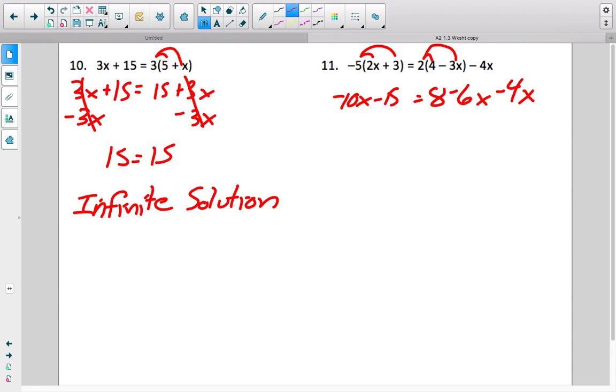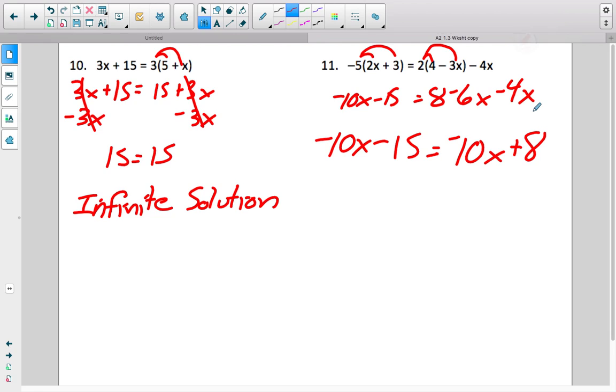I brought that down. Now on the right side, before I start trying to undo stuff, I can combine the x's. I have a negative 6x and a negative 4x. That's negative 10x. Remember to add the coefficients together. So that's where we're sitting. Now in this equation, I've distributed, I've simplified each side as much as I can.